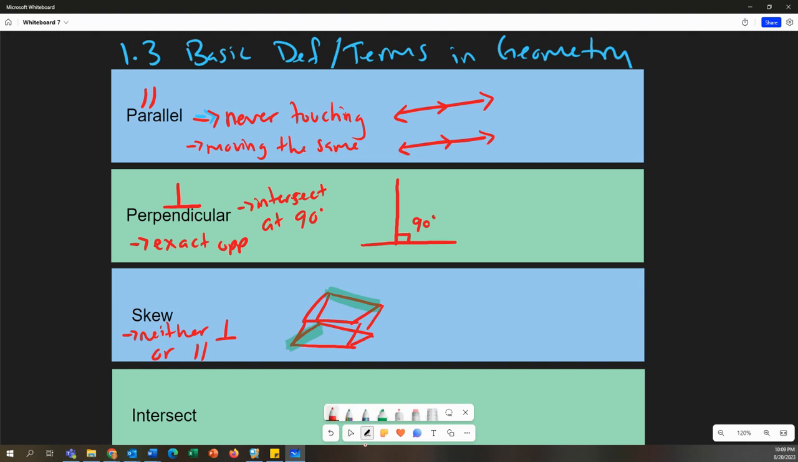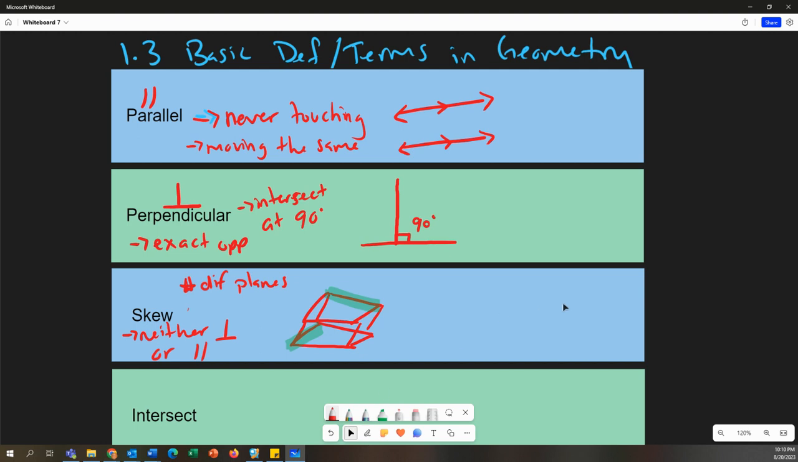They're in different planes. The top green line's in the top plane. It's on top of the box. The bottom green line, it's moving a different direction from that one. So it's not parallel, but it's still not going to hit because it's lying in a different plane. So skew lines are in different planes.